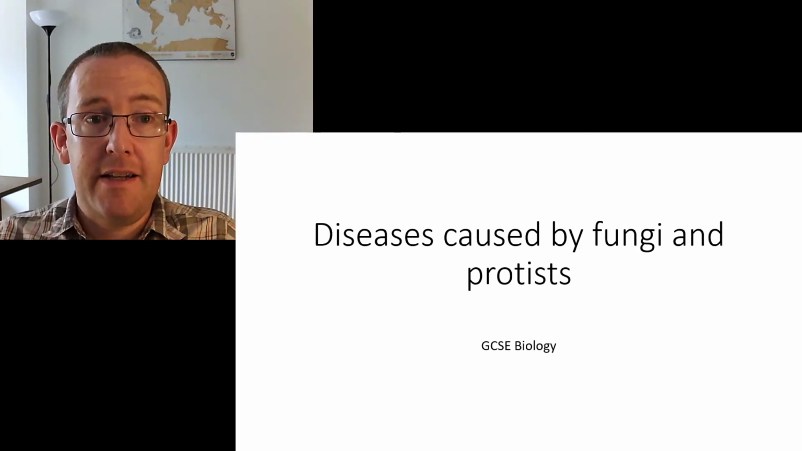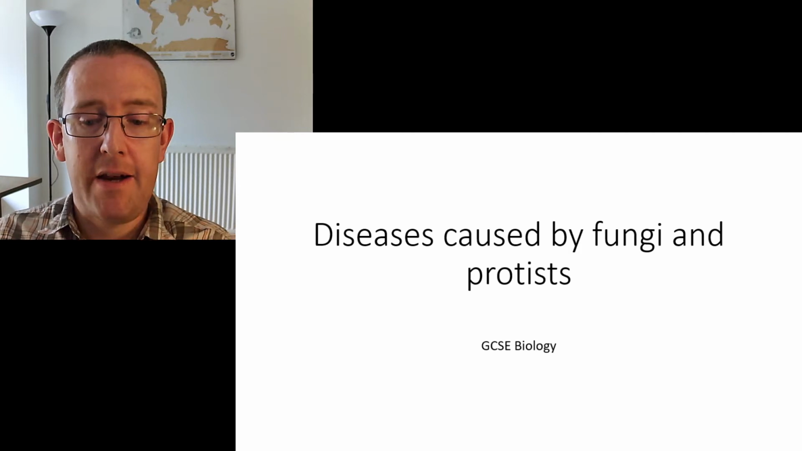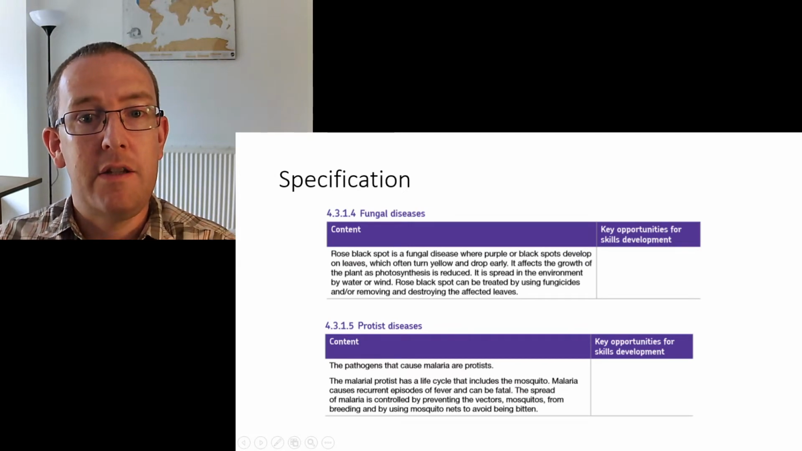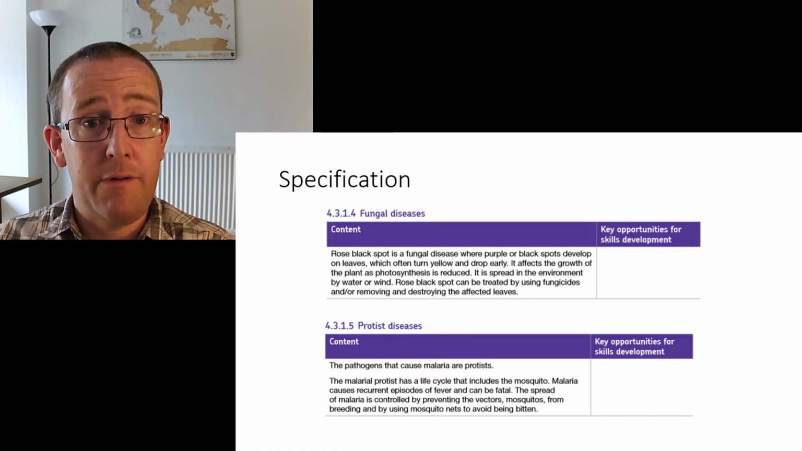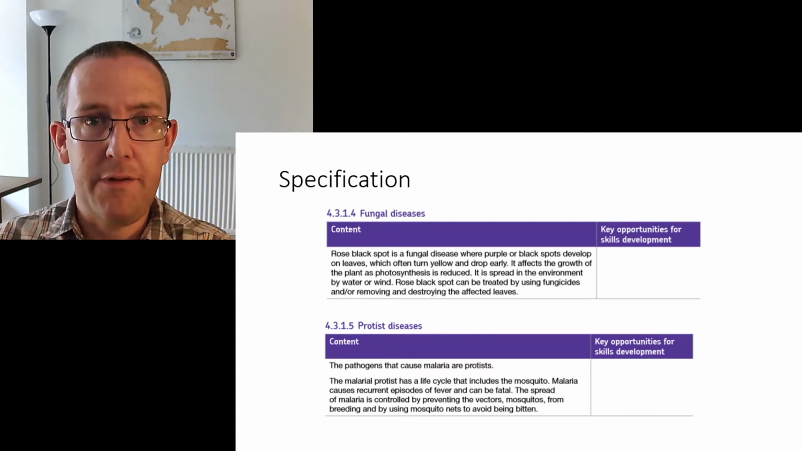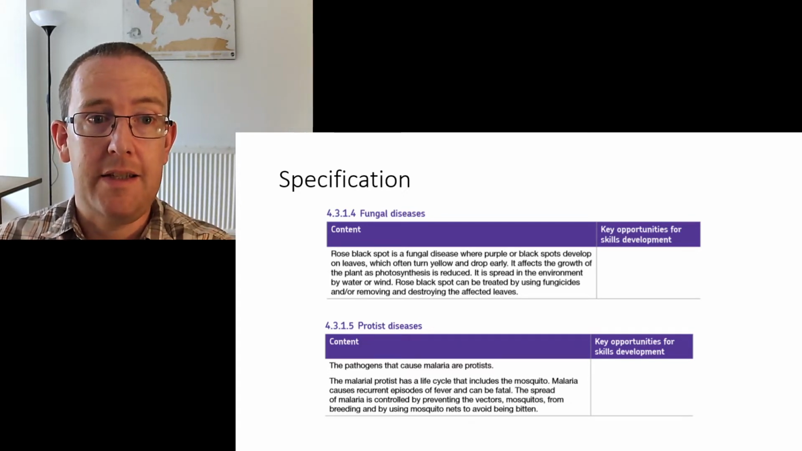This is the next lesson in the pathogens and diseases topic, where we're going to be talking about diseases caused by fungi and protists. So let's get straight into it. The syllabus looks like this. You've got a specified fungal disease, which is a plant disease called rose black spot. And you've got a human disease caused by protists, possibly one of the most important, significant human diseases, which is malaria. I'm going to cover both of those in this lesson.